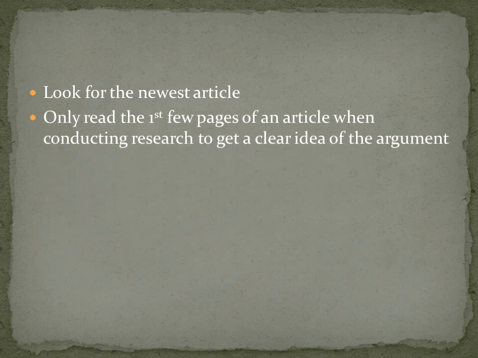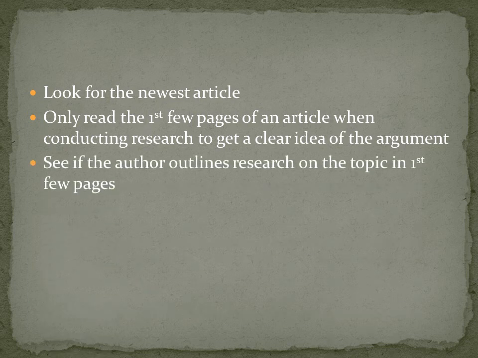Only read the first few pages of an article when conducting research. Their argument should be clear in the first page. If it's not, it's not a good article. And the research they've done that's come before should be clear in the first 2 or 3 pages, otherwise it's not a good article. And you don't have time to read the full text of everything. So ideally the author will do their own literature review, which is the type of component of your papers we'll talk about in the next lesson, in the first few pages.